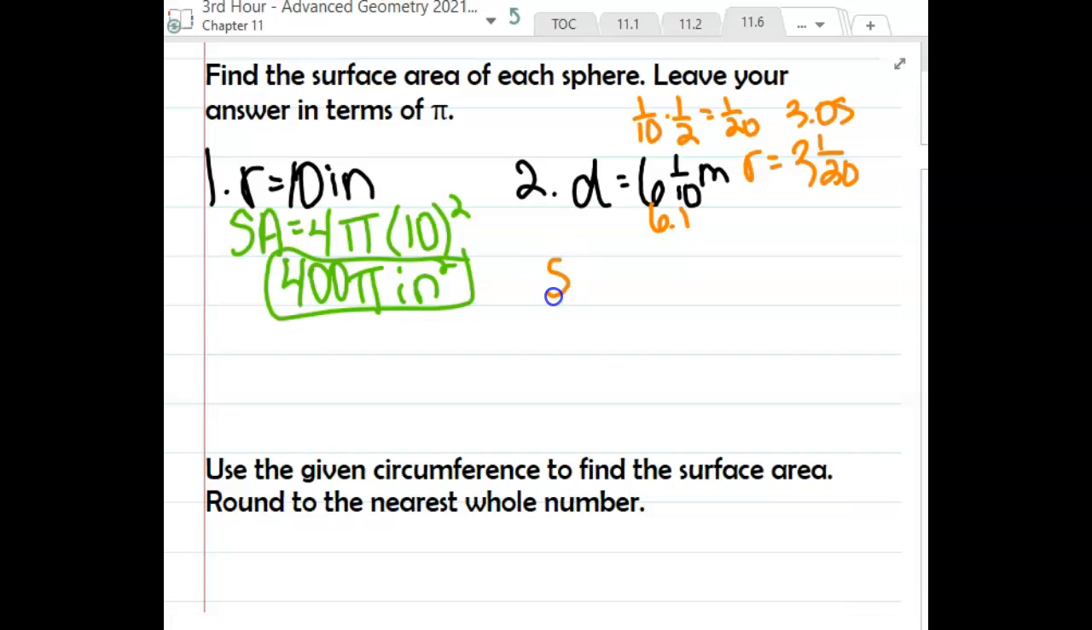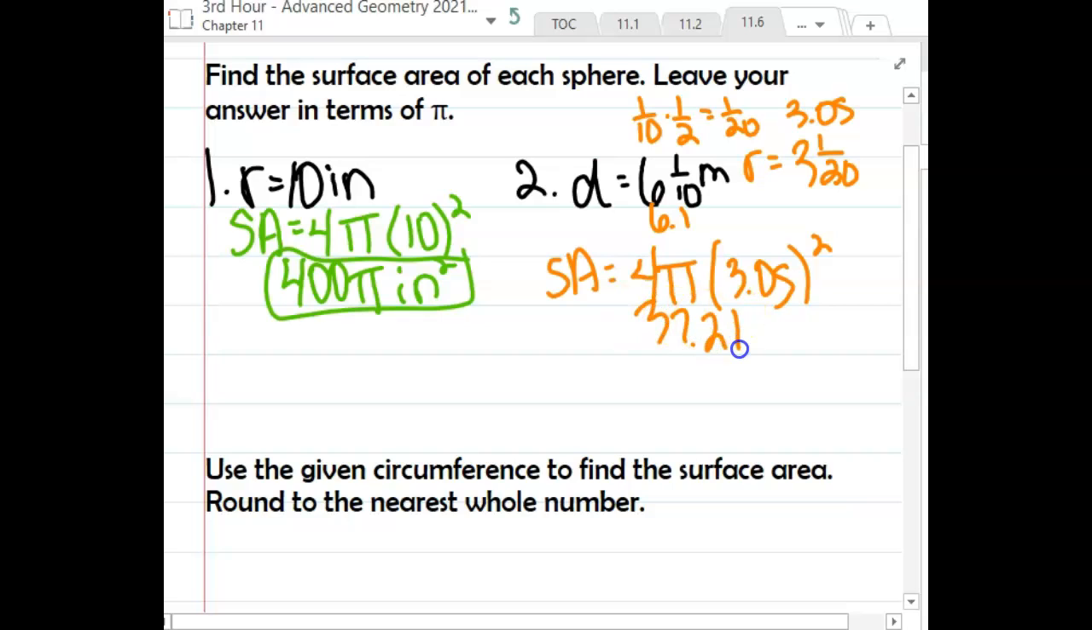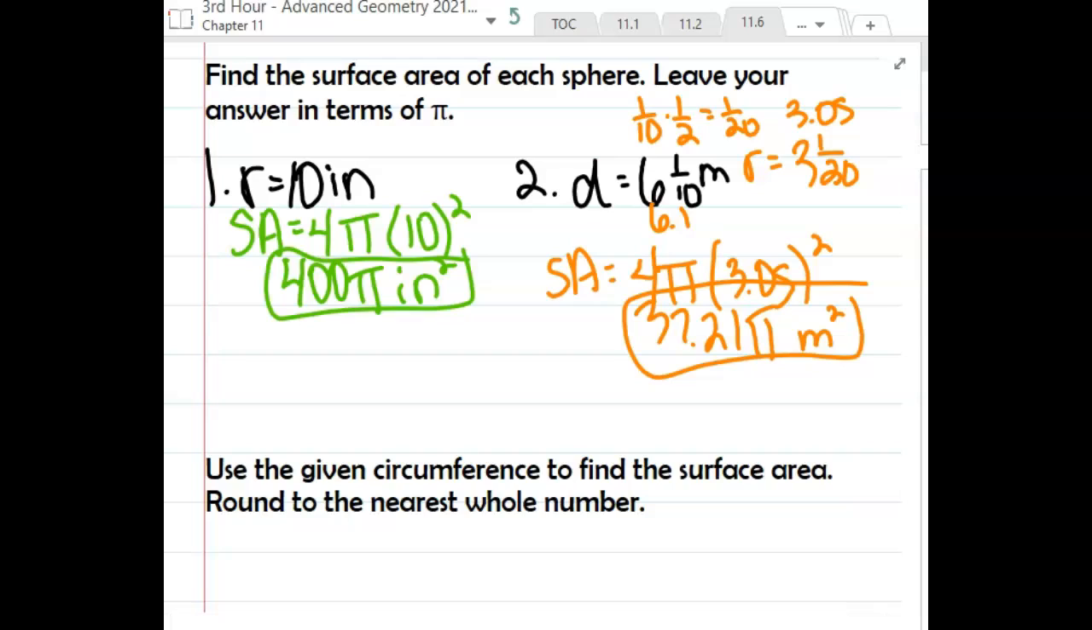Either way, to find the surface area, we take 4 pi. Let's go ahead and use the decimals here. So we're going to take 3.05 squared, which would end up getting me 37.21 pi meters squared. Okay, surface area, not too bad. Questions on those two?